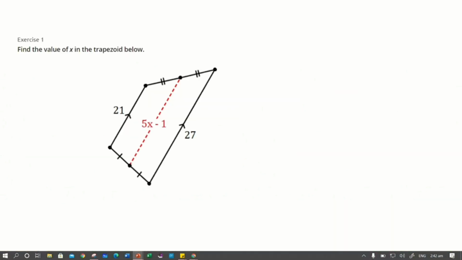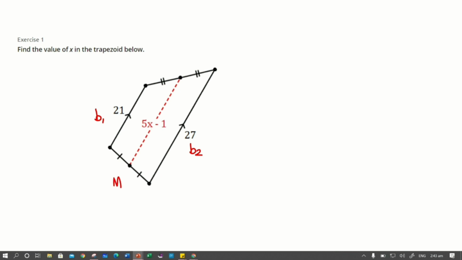Okay, let's try to answer exercise number 1. In this problem, we are asked to find the value of x in the trapezoid below. So, first, we have to identify. This one is our base number 1. We set this as base number 1, and this is our base number 2. The one that is in dashed line here, this is our mid-segment.